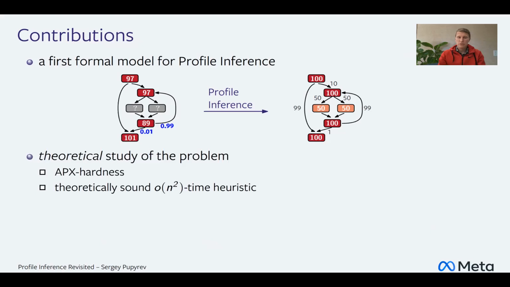Our second contribution has an algorithmic flavor. We study theoretical aspects of the new graph problem, and we show that it is computationally APX-hard. That is, it's unlikely that an efficient algorithm solving the problem optimally exists. With this in mind, we designed and implemented a theoretically sound heuristic.